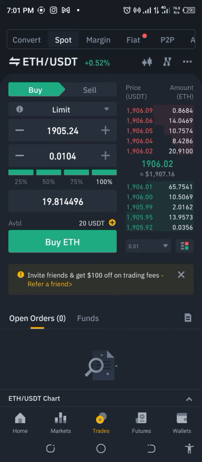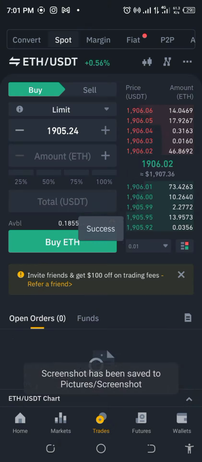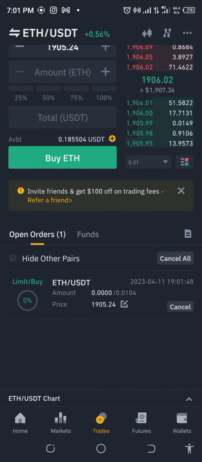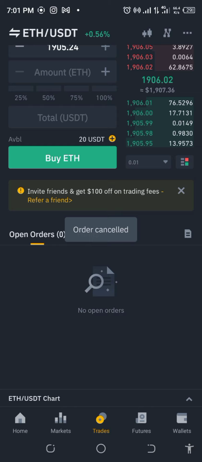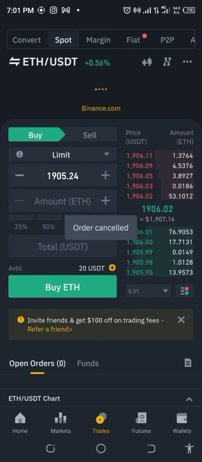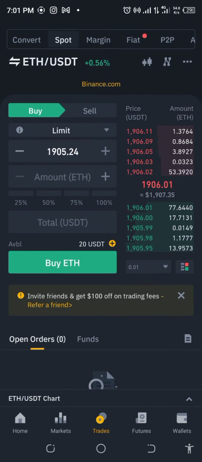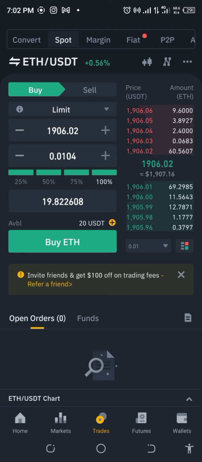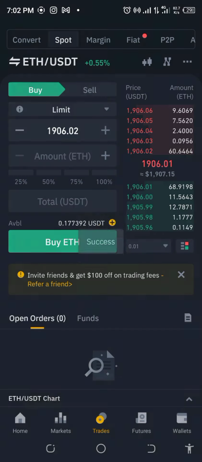So what do we have here? We're having 19.81. So I'm just going to click on buy ETH. It's putting me in the queue, but I don't want that. So I'm going to do this again. Let me cancel it. And then I'm going to refresh. Make sure that everything I'm going to put in the sell, the buy. And then I tap 100%. I want to make this very fast. Let's not waste time. Okay. I guess that's sold already.